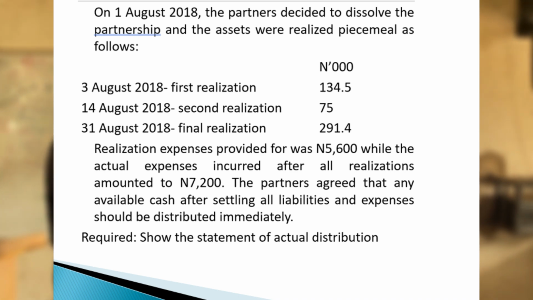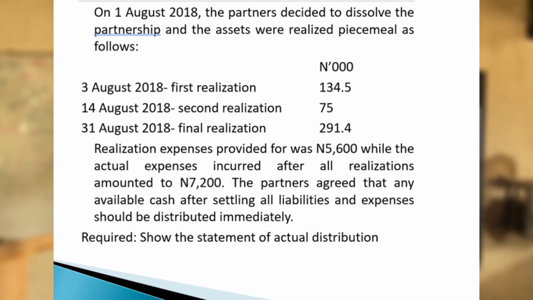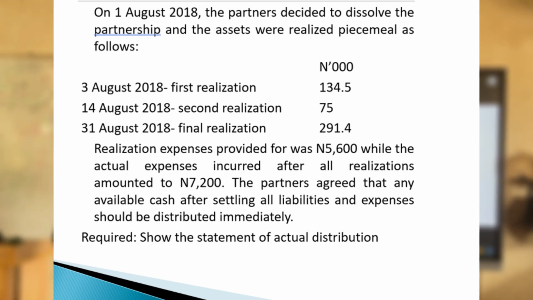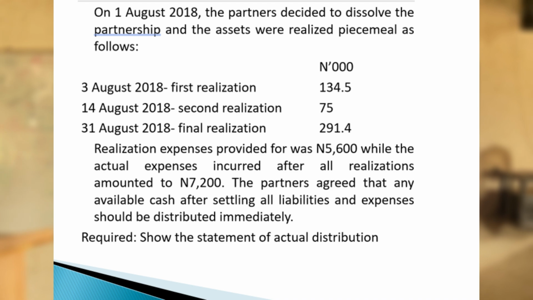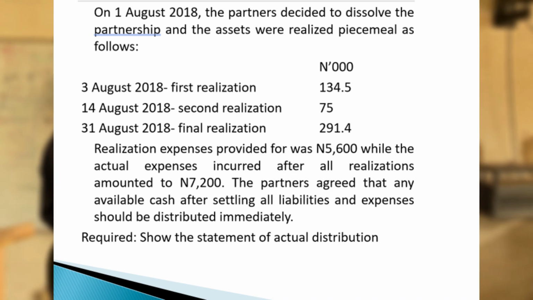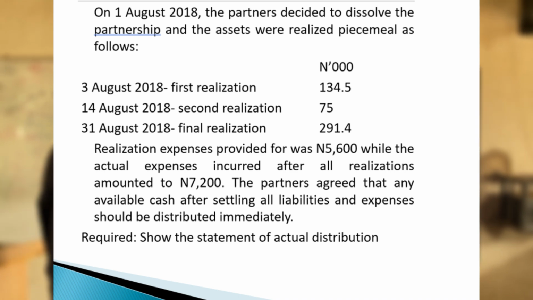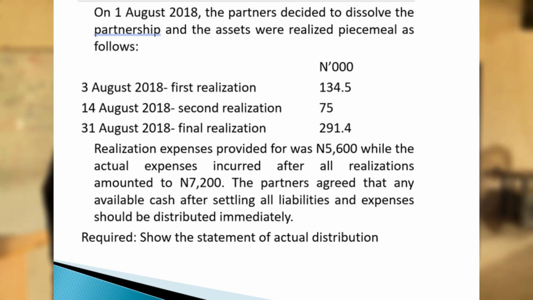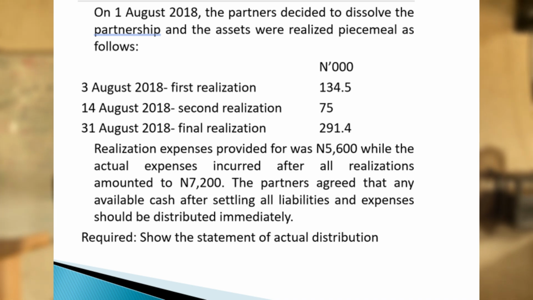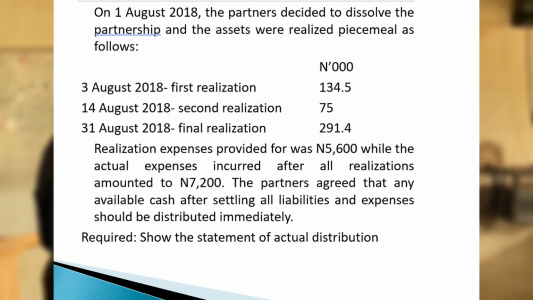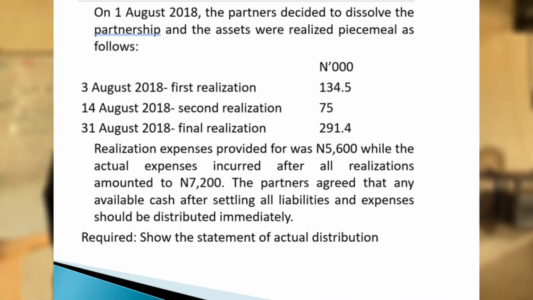Moving on 1st of August 2018, the partners decided to dissolve the partnership and assets were realized piecemeal as follows. So, like in the case of an absorption, the realization just took place once. But here we have a piecemeal realization, meaning on the 3rd of August 2018, they had a first realization, 14th of August is second realization, and on 31st of August, they had the final realization. So we have 3 realizations.